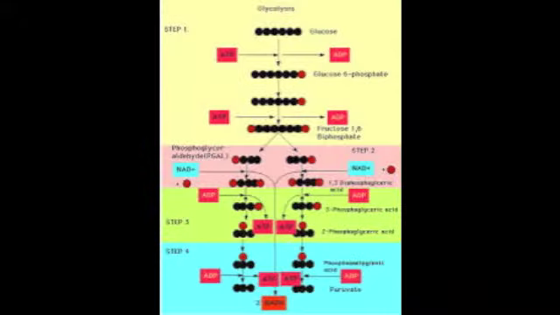So the first step in cell respiration is glycolysis. It's where glucose is transformed into pyruvate. This pathway is catalyzed by enzymes in the cytoplasm. There are 4 phases in glycolysis.